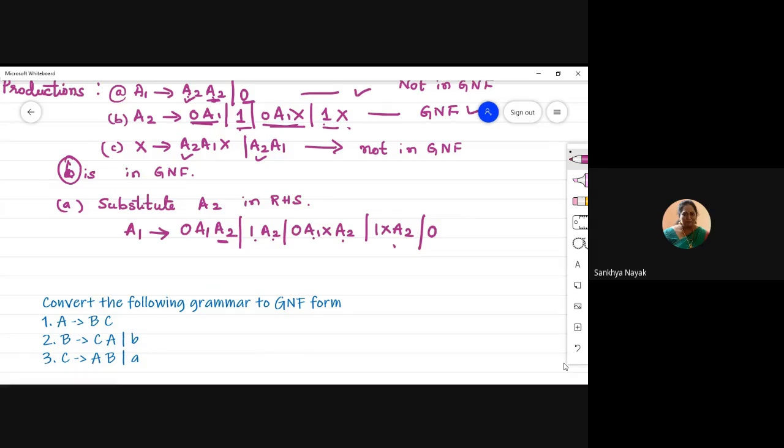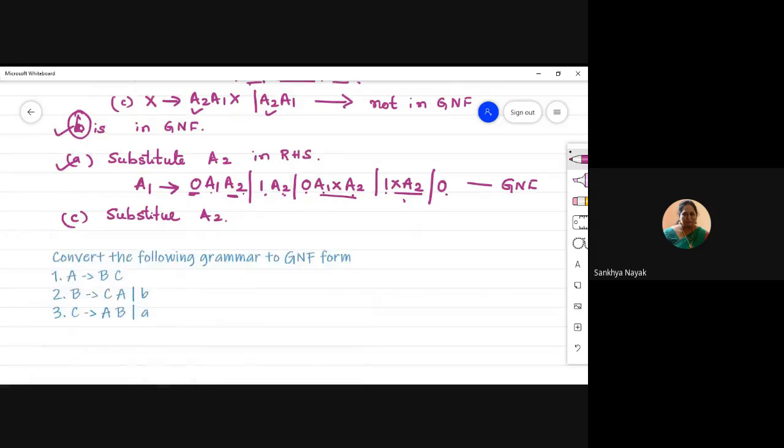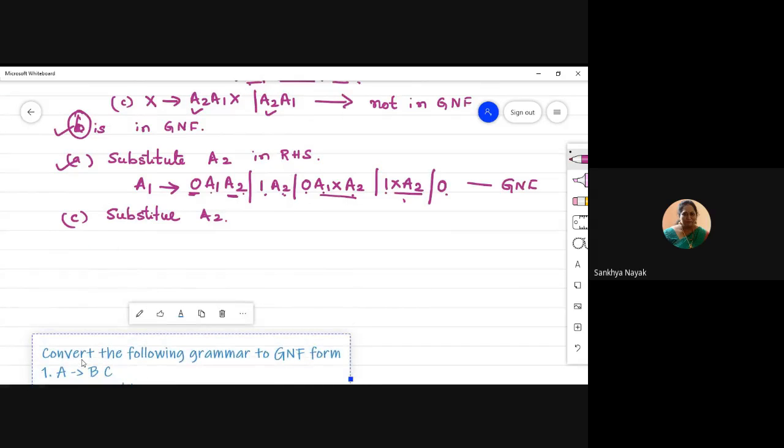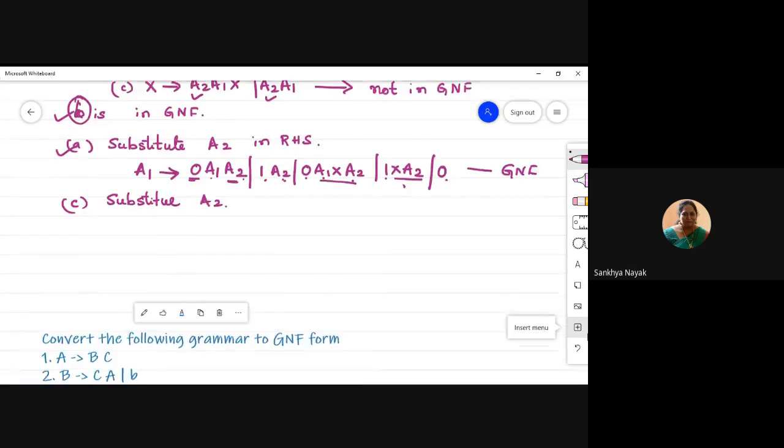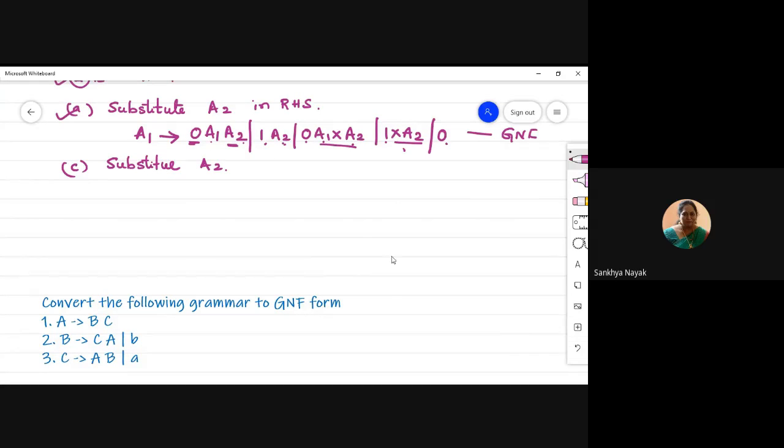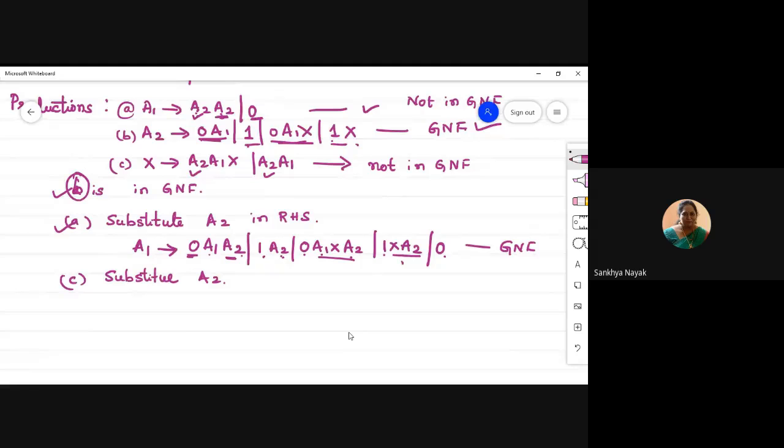So this you can see is in GNF now, right? So terminal followed by non-terminal, terminal followed by non-terminal, terminal followed by non-terminal, terminal followed by non-terminal or just a terminal. So now this is also in GNF. B is in GNF, A is also in GNF. Now for C again, substitute A2, right? Substitute A2 for the C production. So when I substitute A2 for C production, you can see once I will be retaining this and once I will be retaining this for each term.